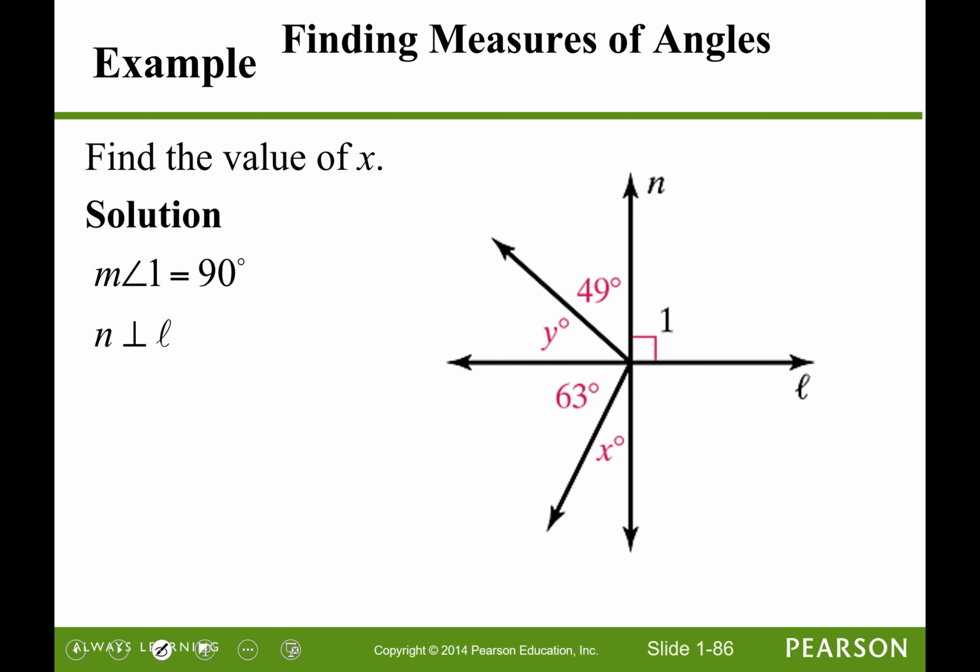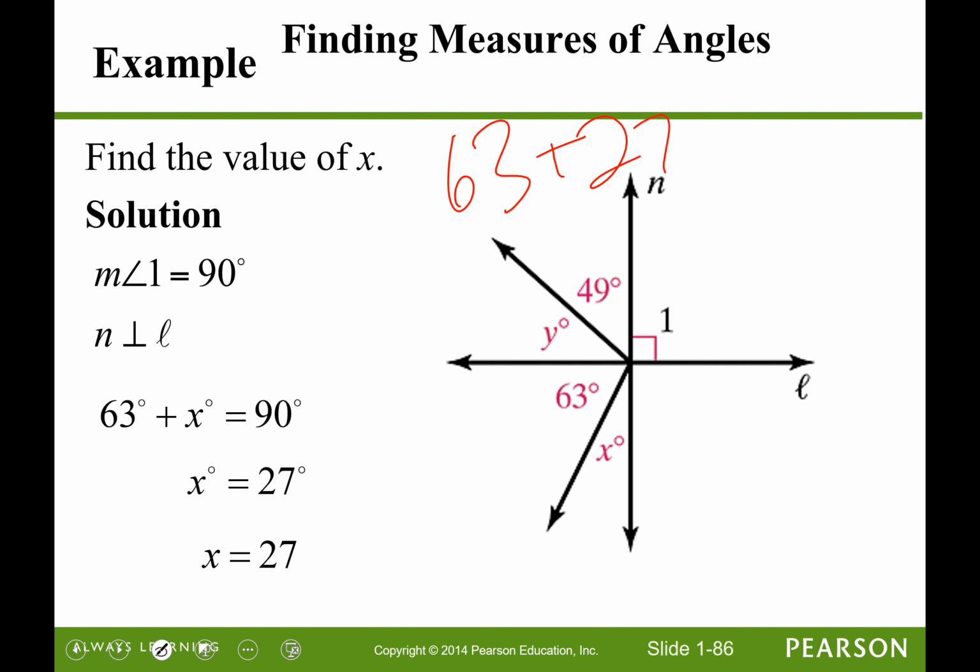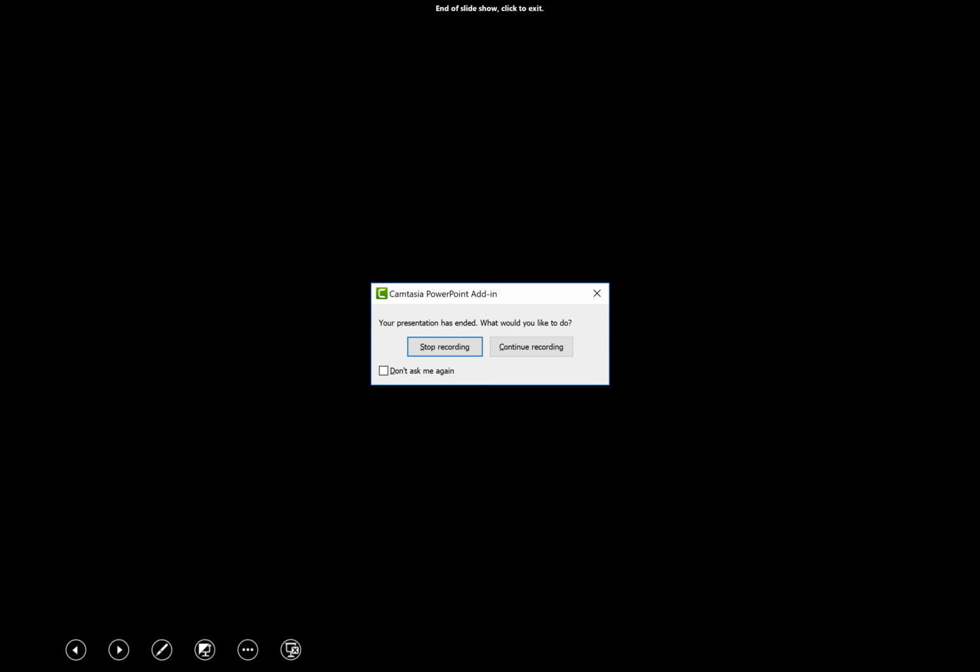All right, let's see how that looks written out. Measure of angle 1 equals 90. That makes line N perpendicular to line L. And there's our equation that we translated to. Solving for X, we get X equals 27. Just gonna do a quick check of my work. 63 plus 27, that equals 90. Yep, looks good. So this is an acute angle measuring 27 degrees. All right, makes sense. We could find Y too. They didn't ask us to find it, but you could if you want in a similar fashion.